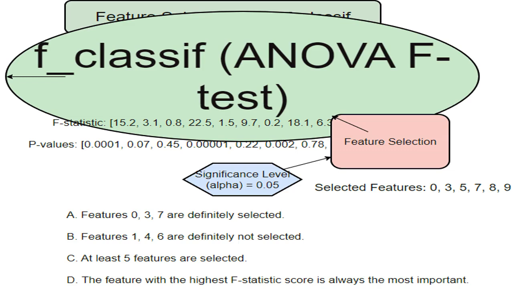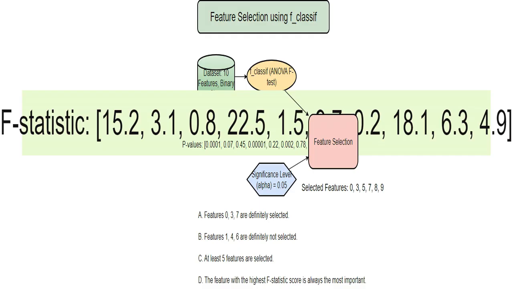The f_classif function uses the ANOVA F-test, a statistical test, to figure out which features are most strongly related to my class labels. It basically tells me how good each feature is at separating my two classes. These are the F-statistic scores. Each number represents how well a particular feature separates the classes. Higher scores indicate better separation.